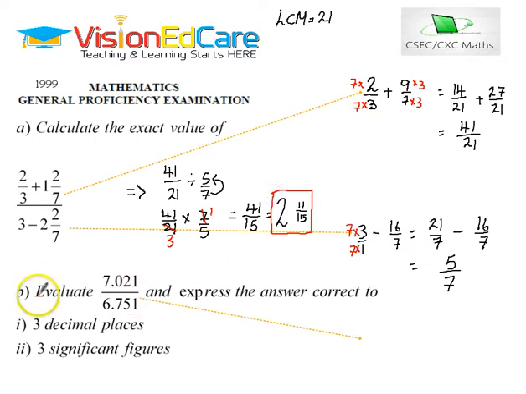Now part B, you're asked to evaluate 7.021 over 6.751, and you're asked to express your answers to 3 decimal places and then 3 significant figures. So I would like you to use your calculator to divide 7.021 by 6.751, and you should get the answer. Now to 3 decimal places, what you need to do is to look at your first decimal point, which is here, and you count 3 places. So 1, 2, 3, and we put a check line here.